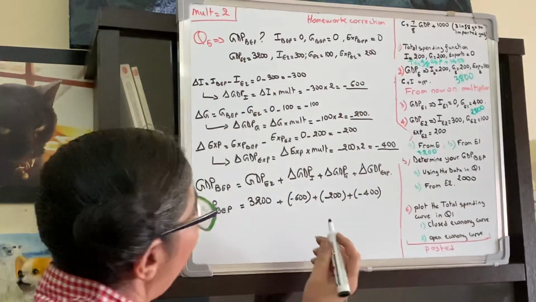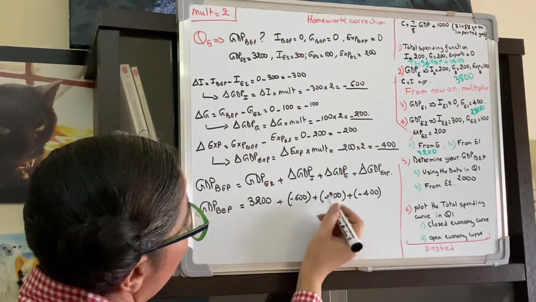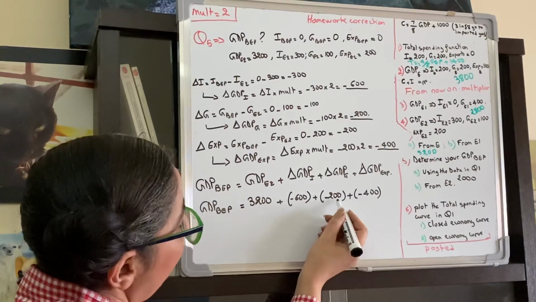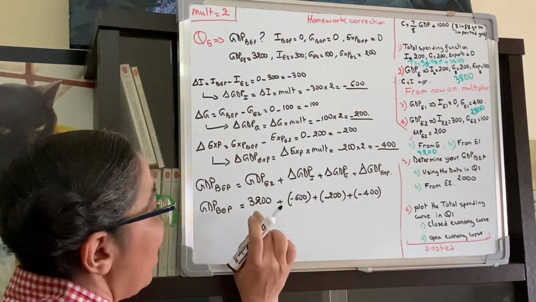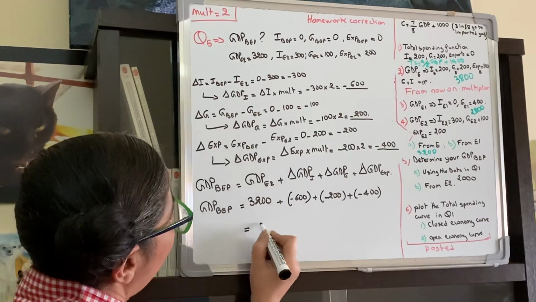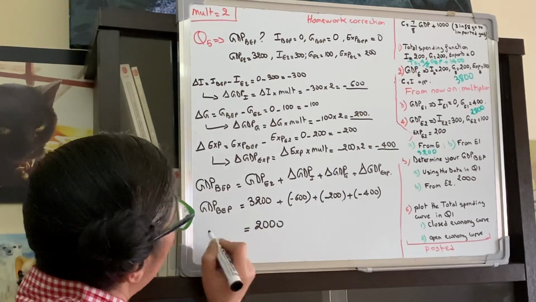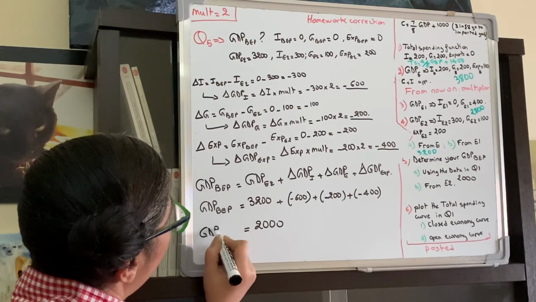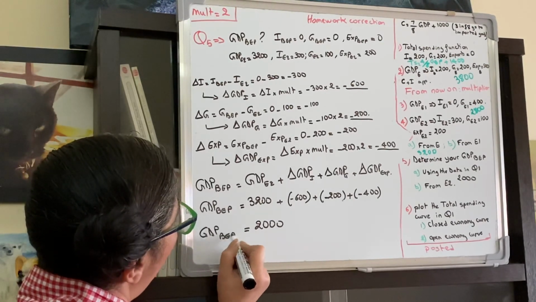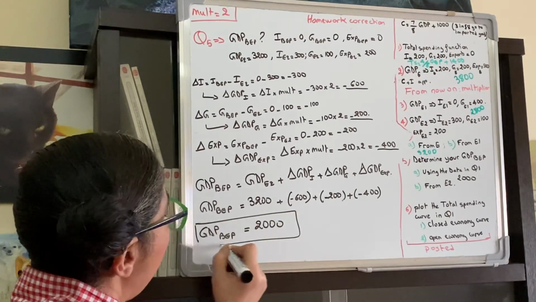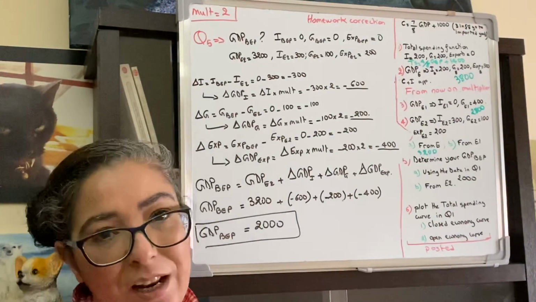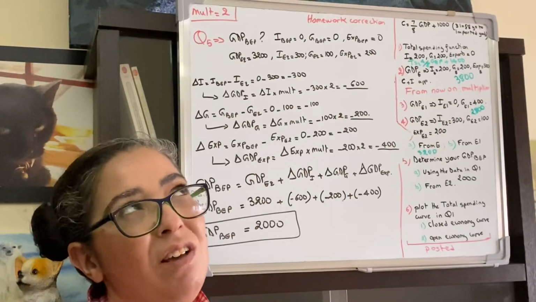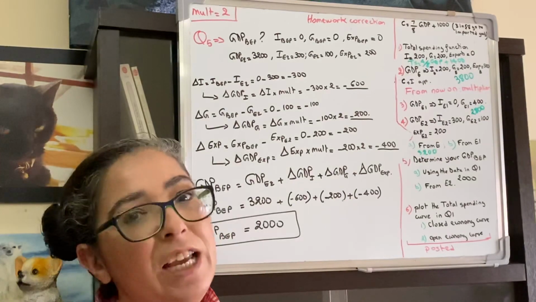So here I need to find 2,000. So if you take 3,200 minus 200, that's 3,000. 3,000 minus 1,000, that's 2,000. So it's the right number. And no mistakes this time. Yay! Okay, guys? I'm not going to give myself an A+, I'm going to give myself a B plus because of that huge mistake I had earlier.